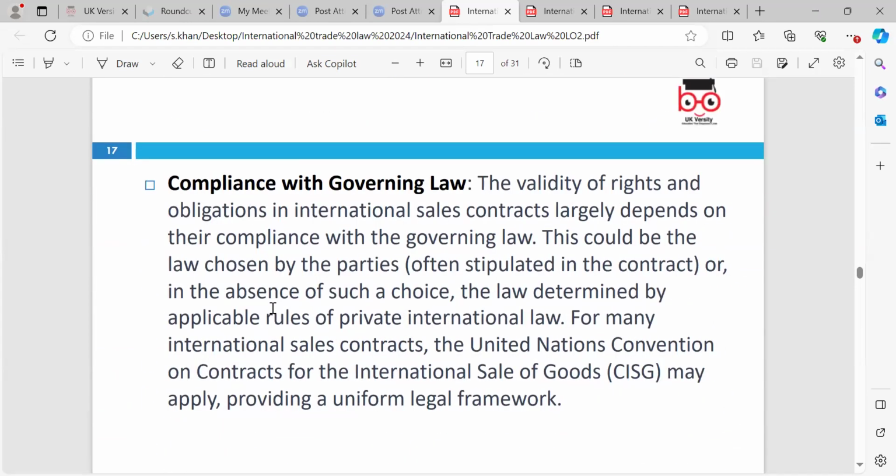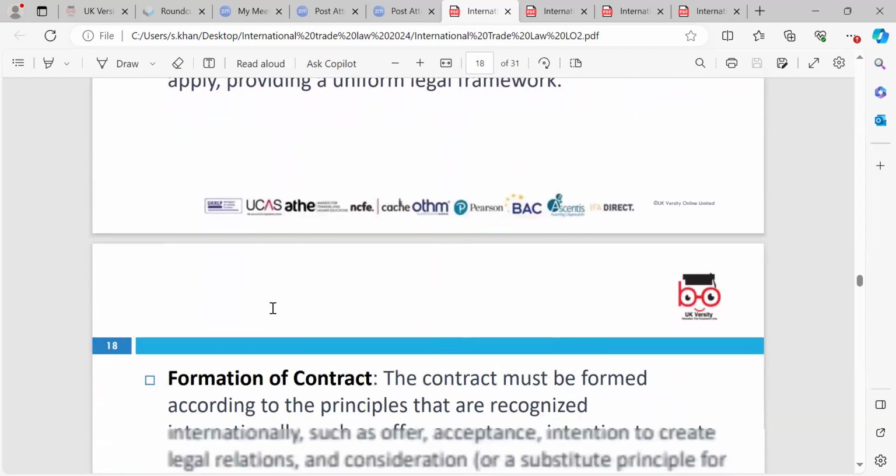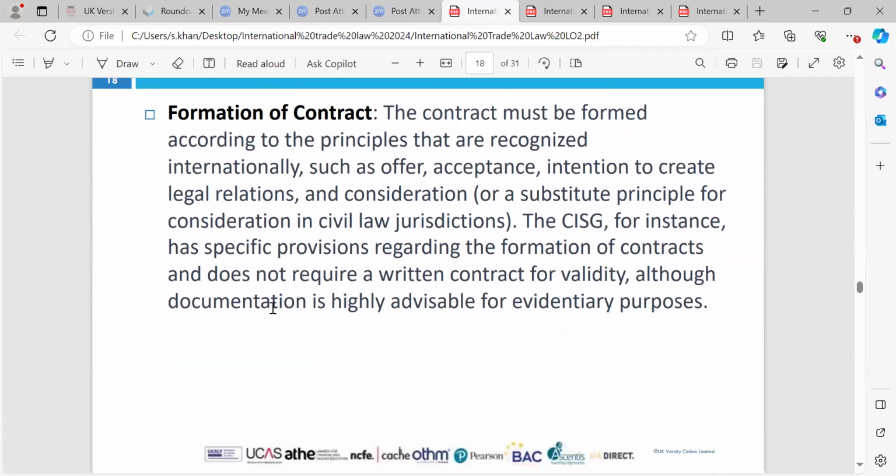Compliance with governing law. The validity of rights and obligations in international sales contracts largely depends on their compliance with the governing law. The formation of a contract. The contract must be formed according to the principles that are recognized internationally, such as offer, acceptance, intention, legal relations, and consideration.